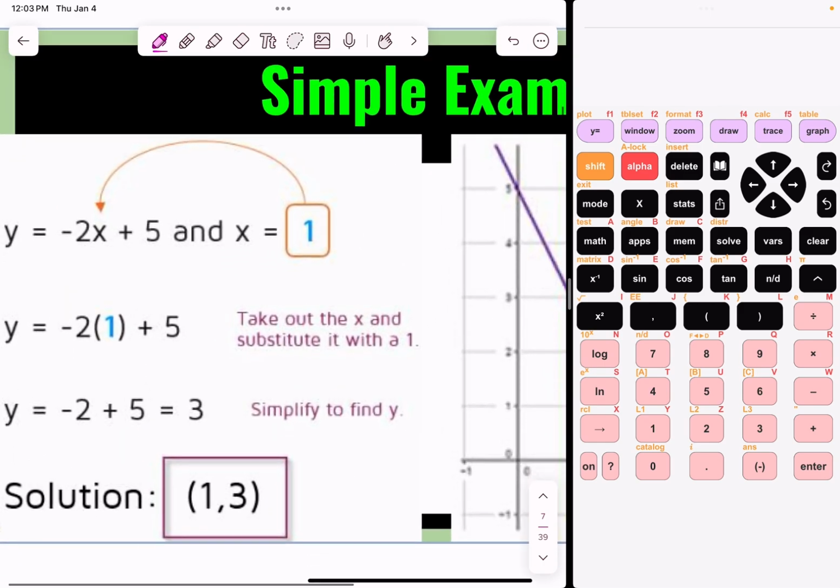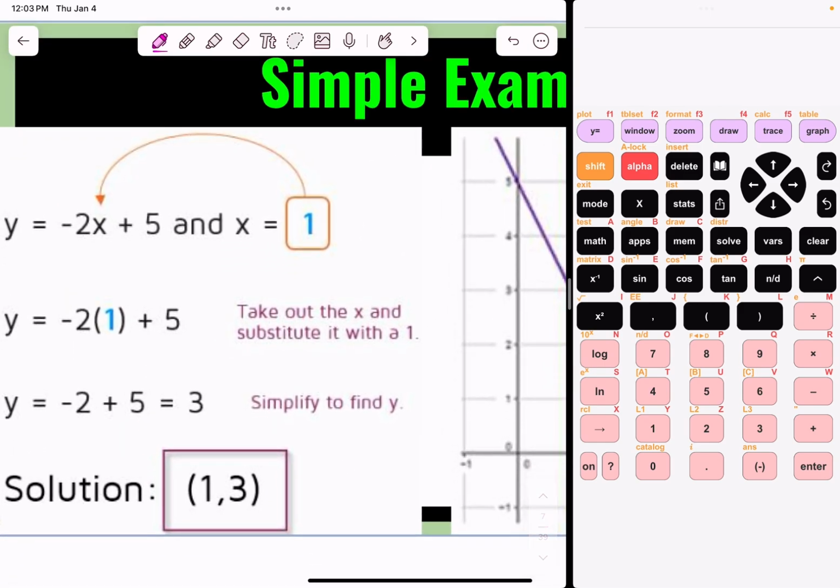If I have this basic equation, y equals negative 2x plus 5, and then I'm told that x equals 1. I'm already told one part of my answer. Now, in order to finish this, I would have to replace the x with 1, since that's what I know x equals. So that would leave me with negative 2, parentheses 1, plus 5. And then if I do the math, negative 2 times 1 is negative 2, plus 5 gives me 3. So my y value is 3.